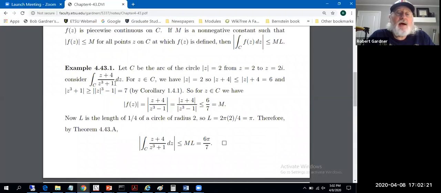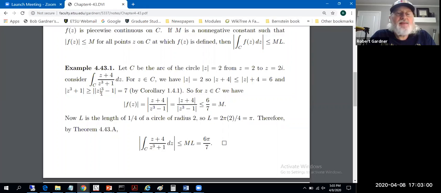To get an upper bound on the quotient, we need a lower bound on the denominator, because we'll do a reciprocal thing, and reciprocals reverse inequalities. So we need a lower bound on z cubed plus 1. The modulus of z cubed plus 1 is greater than or equal to the absolute value of the modulus of z cubed minus 1. I guess it was corollary 1.4.1, this has been a while. It's a consequence of the triangle inequality, but we get the inequality in this direction.